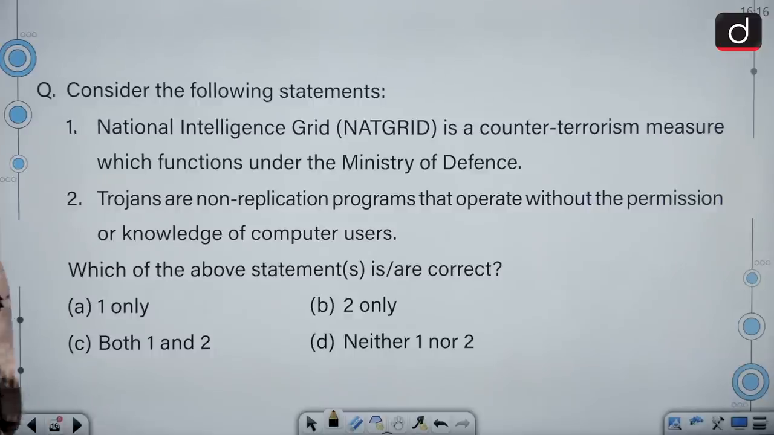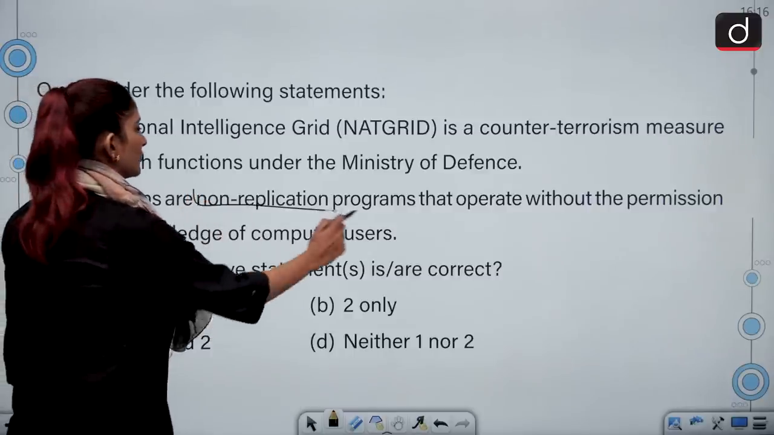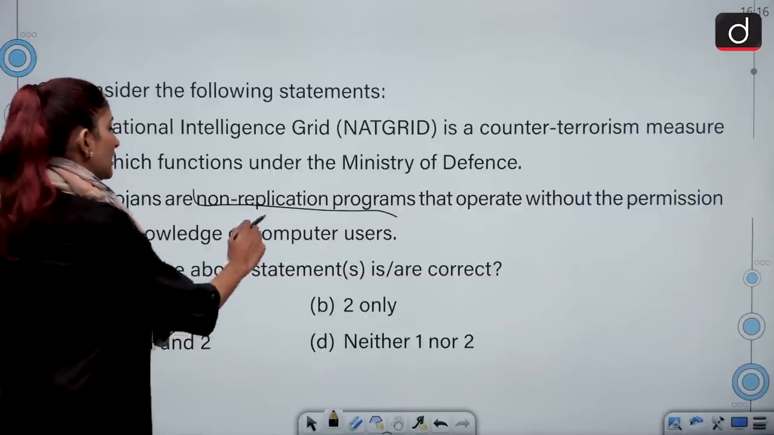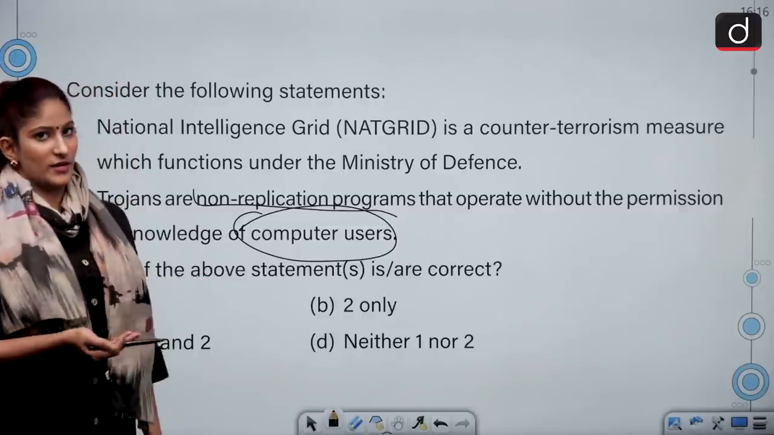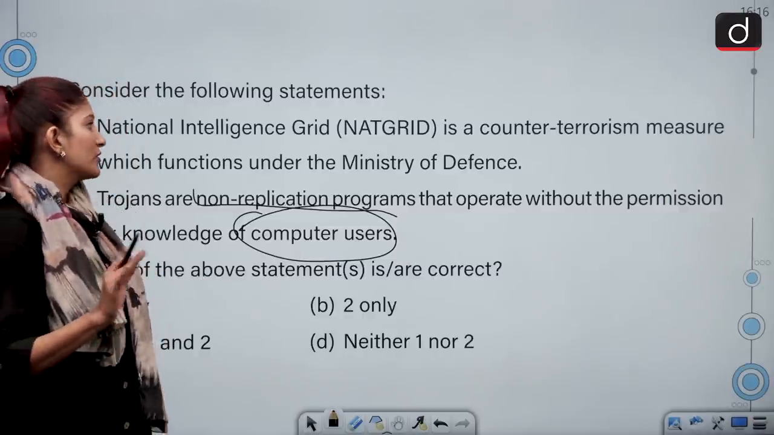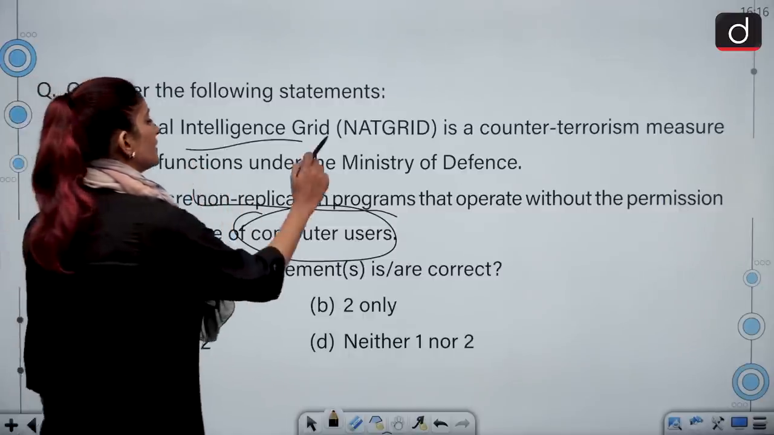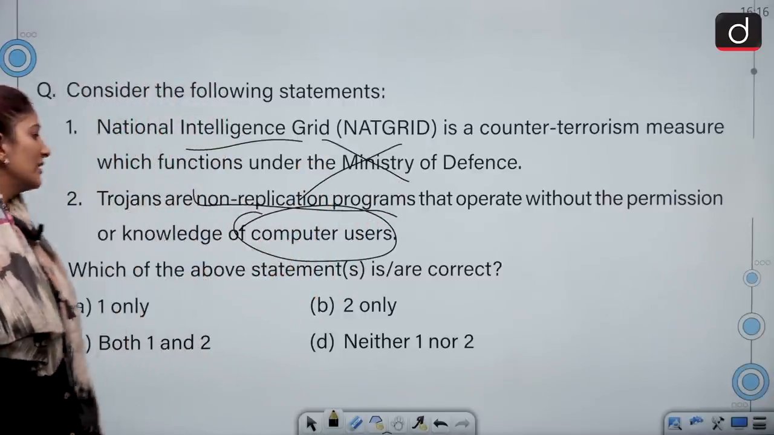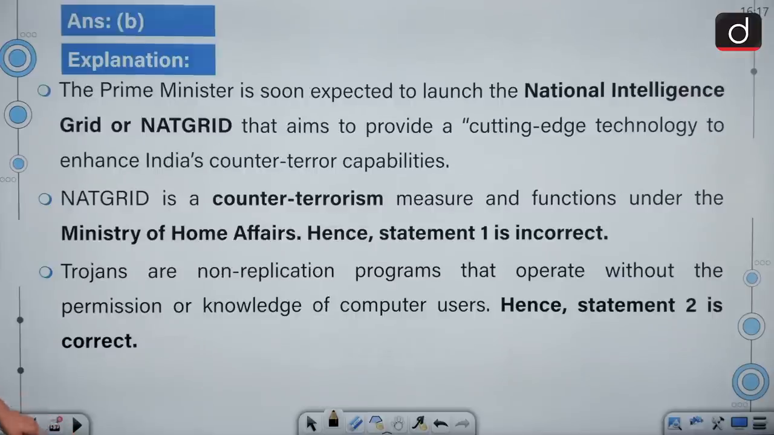So, yes, Trojans are non-replication programs that operate without the permission of the computer users, such as all of us. We all use computers, almost every one of us. And NATGRID works under the Ministry of Home Affairs. So, the first statement is incorrect, the second is correct. The correct answer is option B, that is two only.